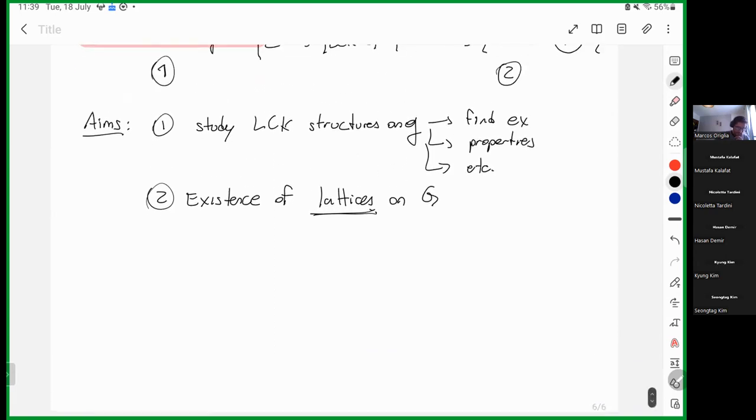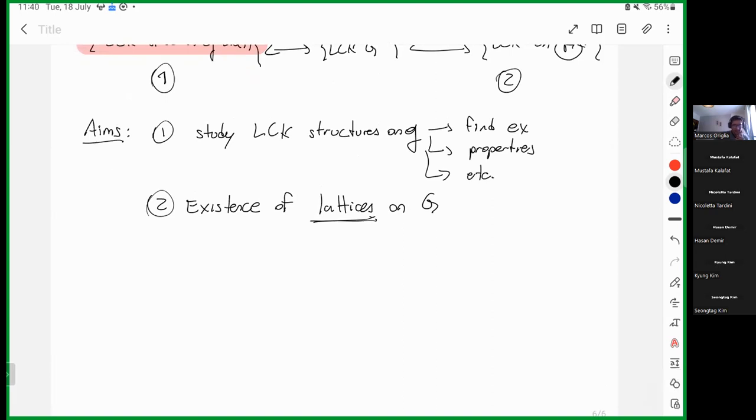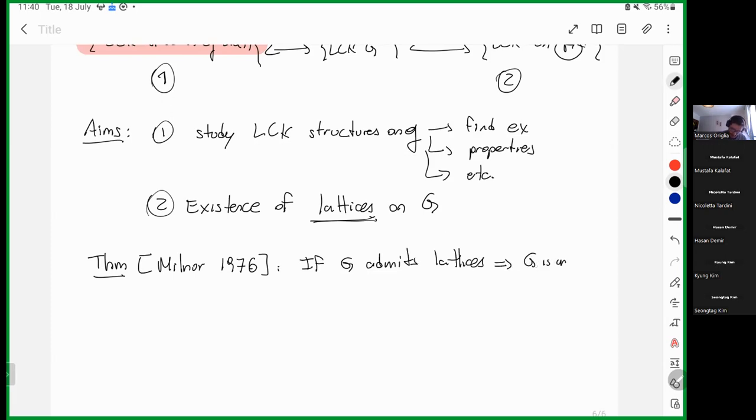And normally it's very hard. There are not too many results, there is no criterion for the existence of lattices. There are some results. Let me mention something, for instance, Milnor in 76. He proved that if G admits lattices, then G is unimodular. What it means, at least if G is a connected group, is that unimodular is equivalent to saying that the trace of the adjoint operator of X has to be zero for any element in your algebra.